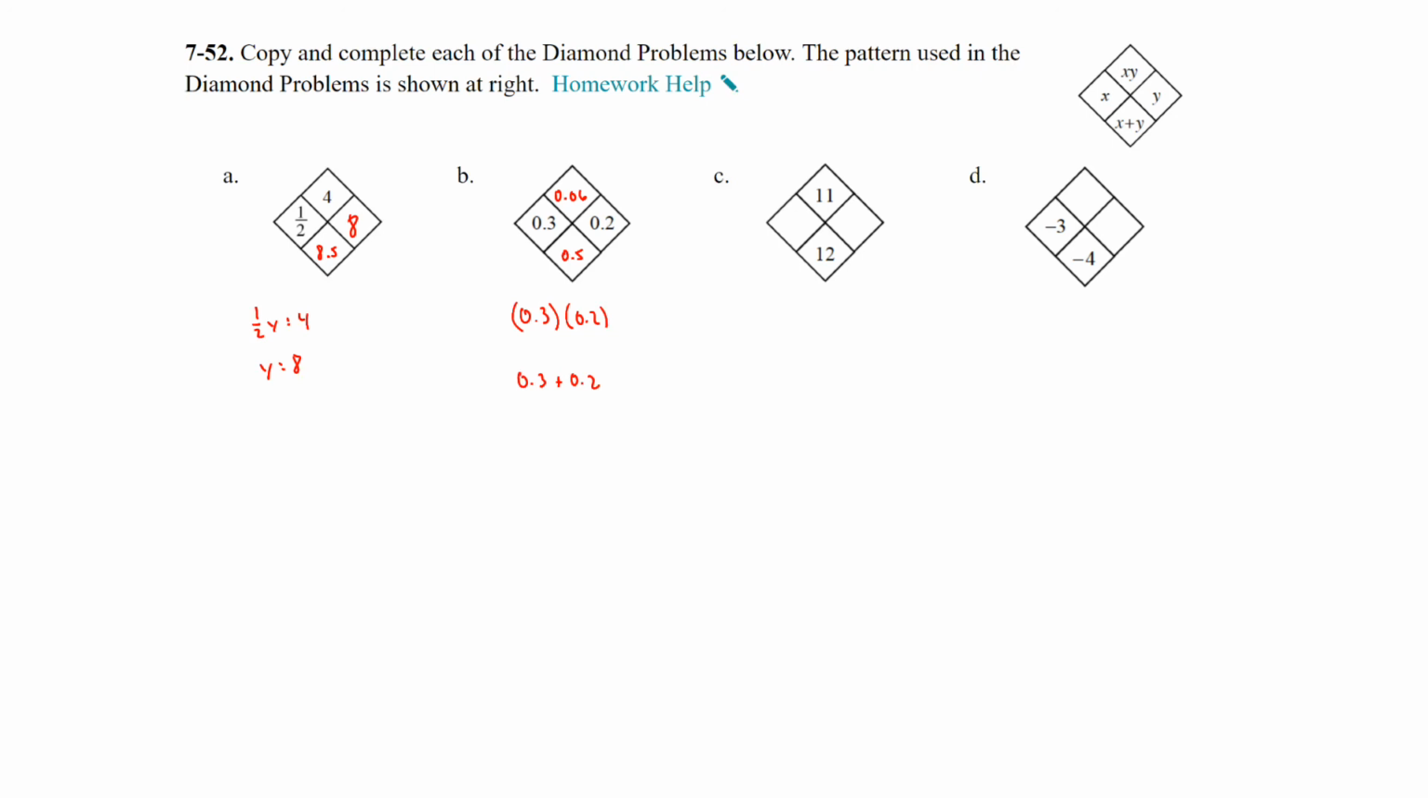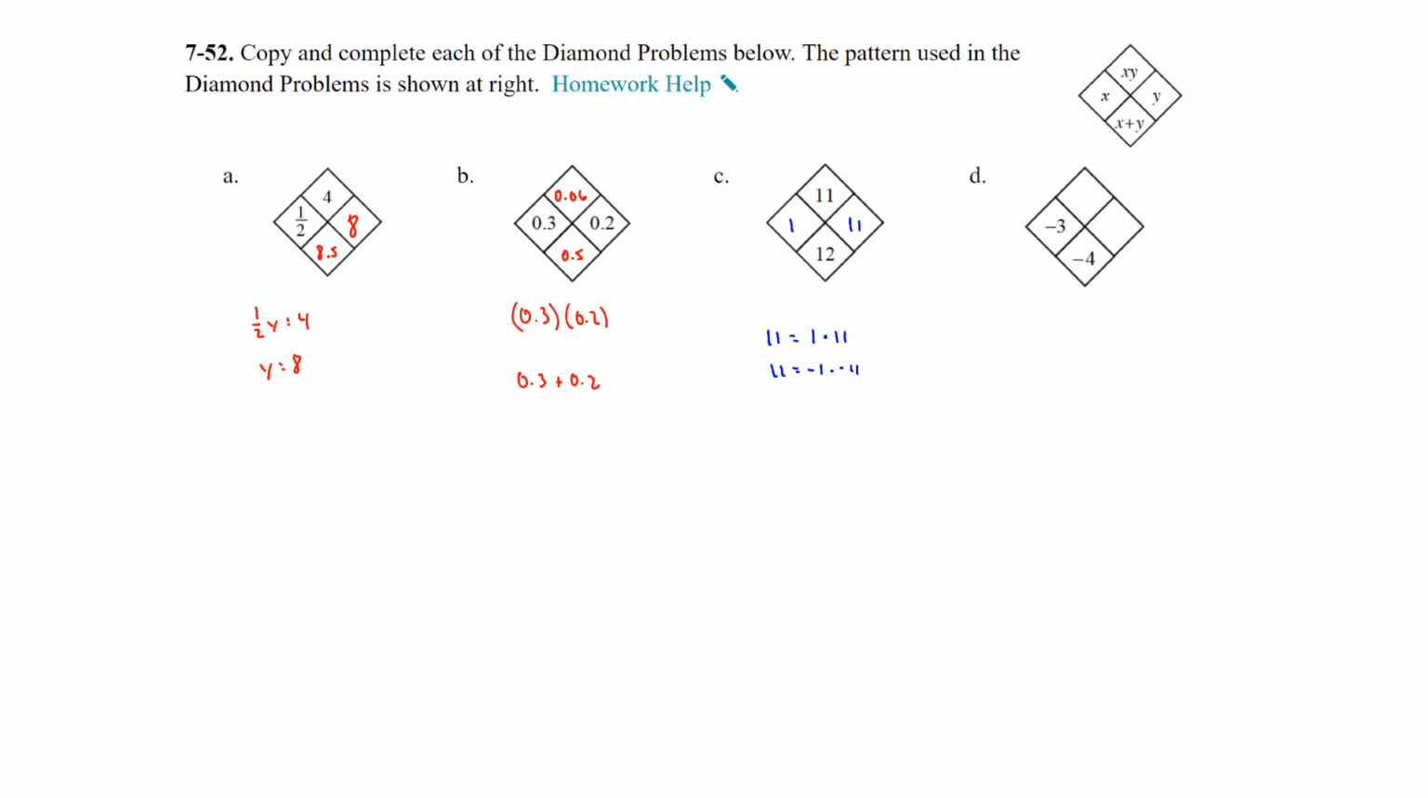Now on C, it's giving you the product. So this is x times y, and this is x plus y. Okay? So we're trying to find values that multiply to give you 11, but add to give you 12. So what are factors of 11? Well, it's prime, so it only has 2 factors, 1 and itself, 1 and 11. We also could look at -1 times -11. But which one of those pairs adds up to a positive 12? That would be the first one. So +1 and +11 multiply to give you 11 and add to give you 12.